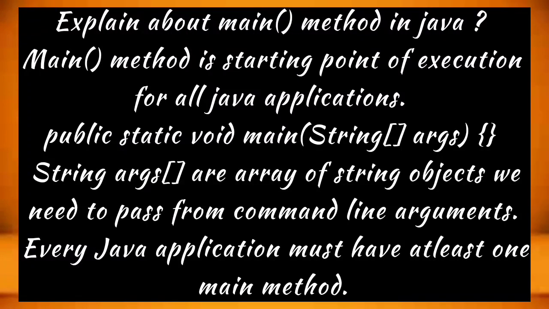Explain about the main method in Java. The main method is the starting point of execution for all Java applications. Public static void main(String[] args). So String args is an array of strings objects we need to pass from command line arguments. Every Java application must have at least one main method. So every Java program runs within the main method.